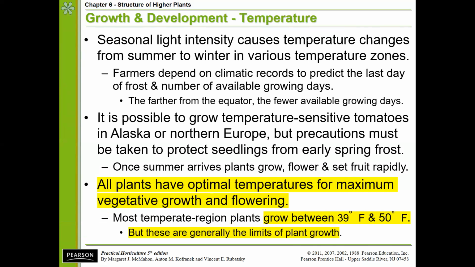So again, there are optimal temperatures for maximizing vegetative growth and really even getting plants to grow at all, as well as flowering. And that growth often occurs between 39 degrees and 50 degrees for temperate region plants. These are generally the limits of plant growth, but it's not the be-all, end-all limit for all plants. There are many plants that can grow well above 50 degrees and some that can grow below 39 degrees. So just keep that in mind.